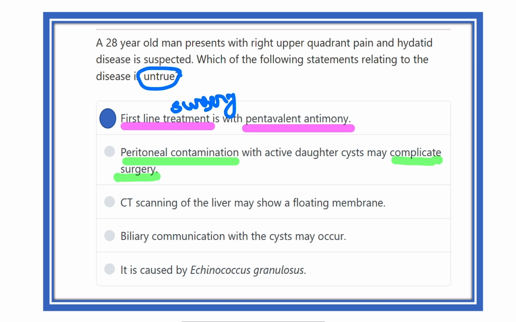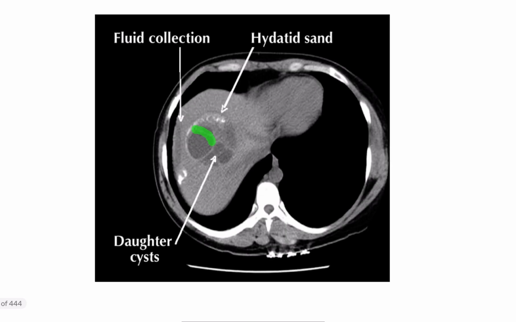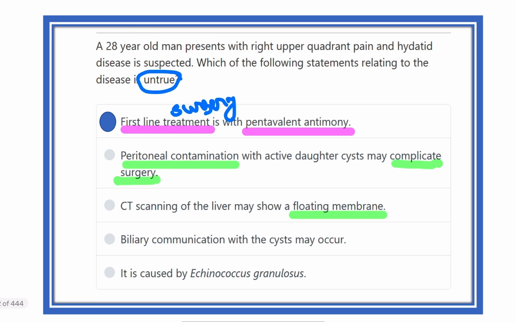CT scan of the liver may show a floating membrane. It is also true, because here we can see the floating membrane, that means the wall of the daughter cyst acts like a floating membrane. Biliary communication with the cyst may sometimes occur, and this causes jaundice, right hypochondrial pain, even urticaria, and it is caused by Echinococcus granulosus, which is the organism. So the rest of the four are true.